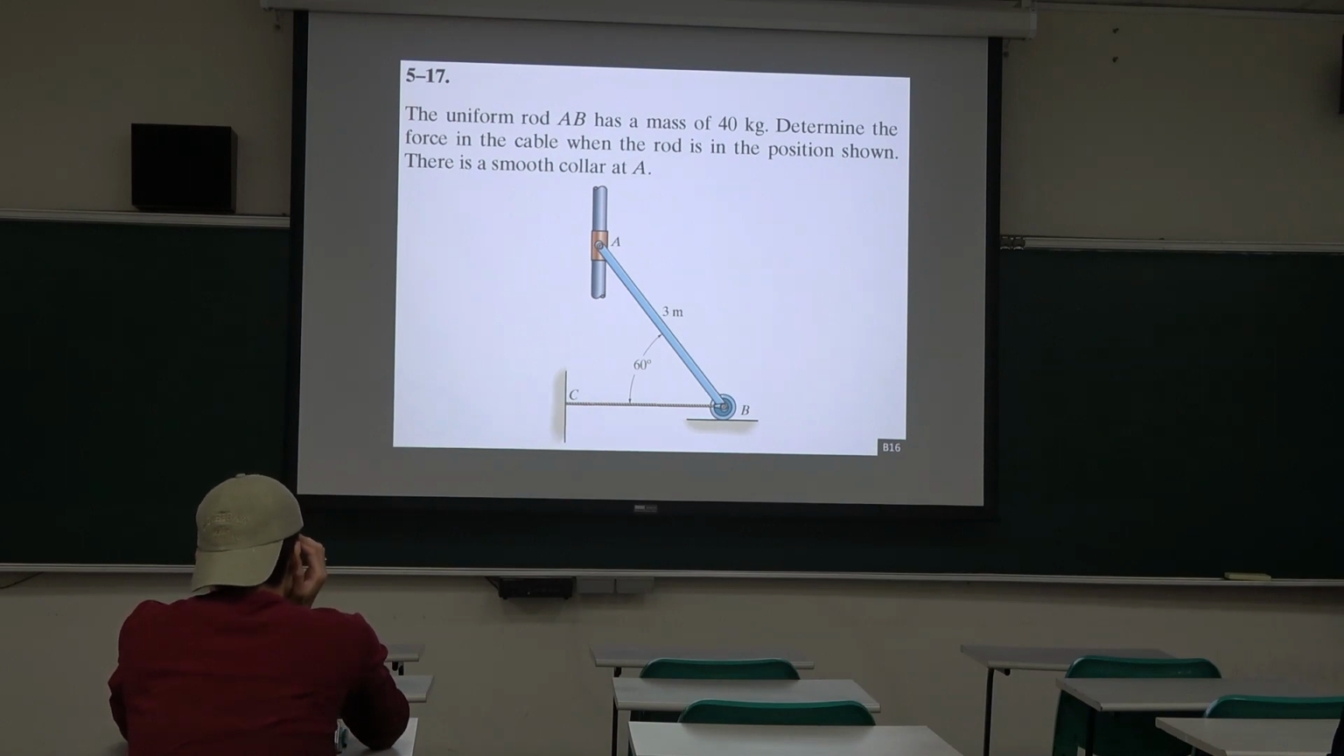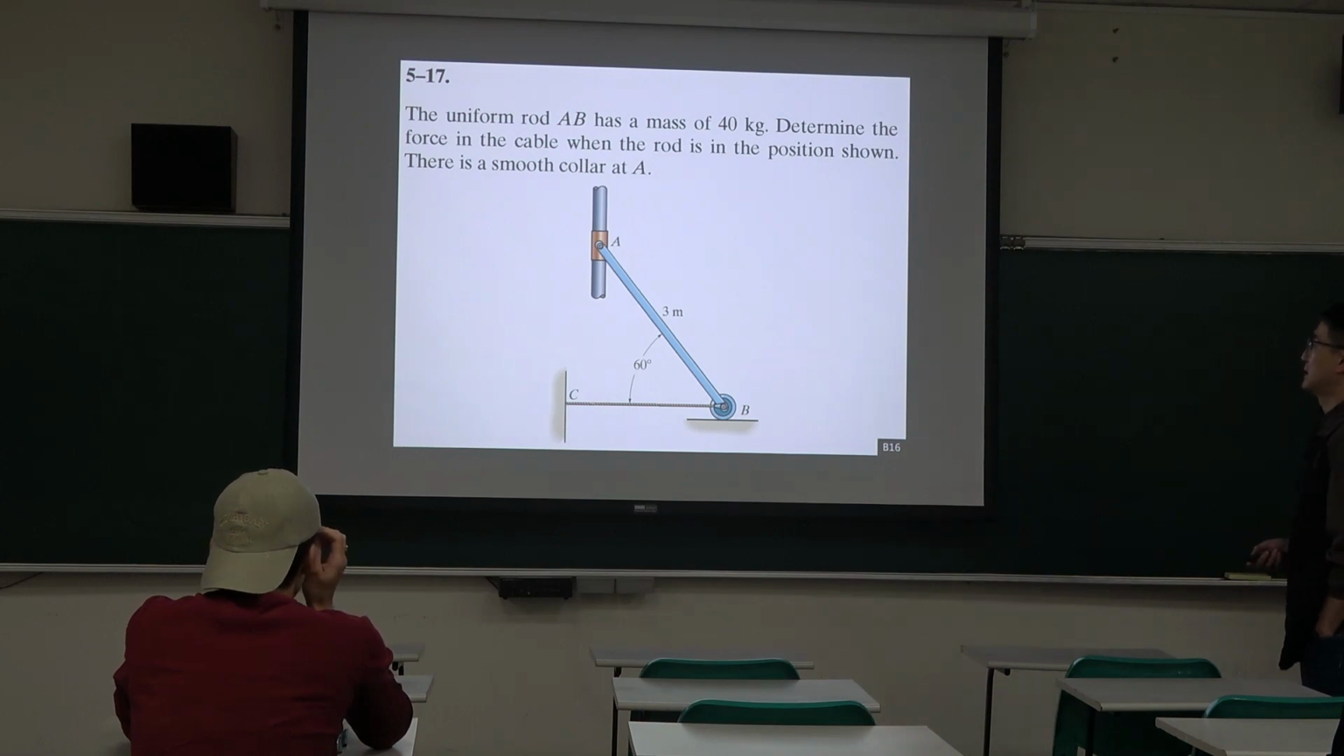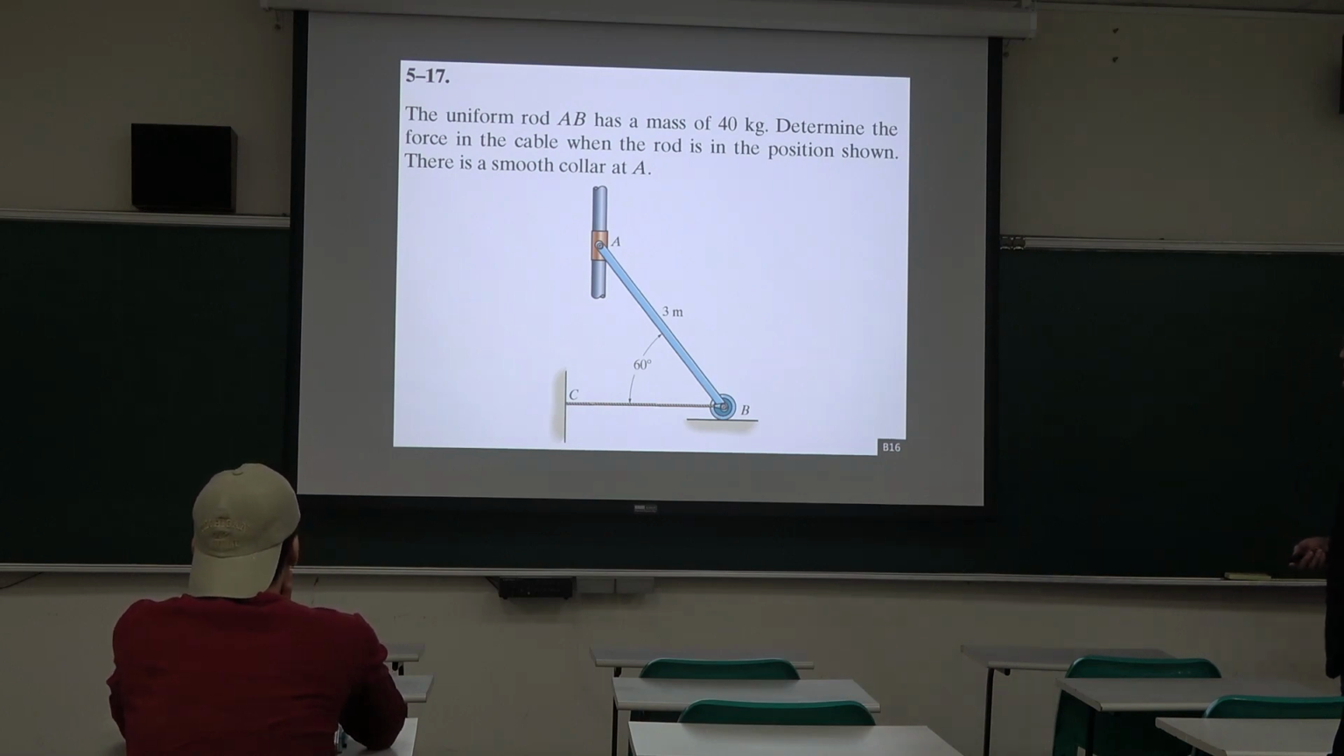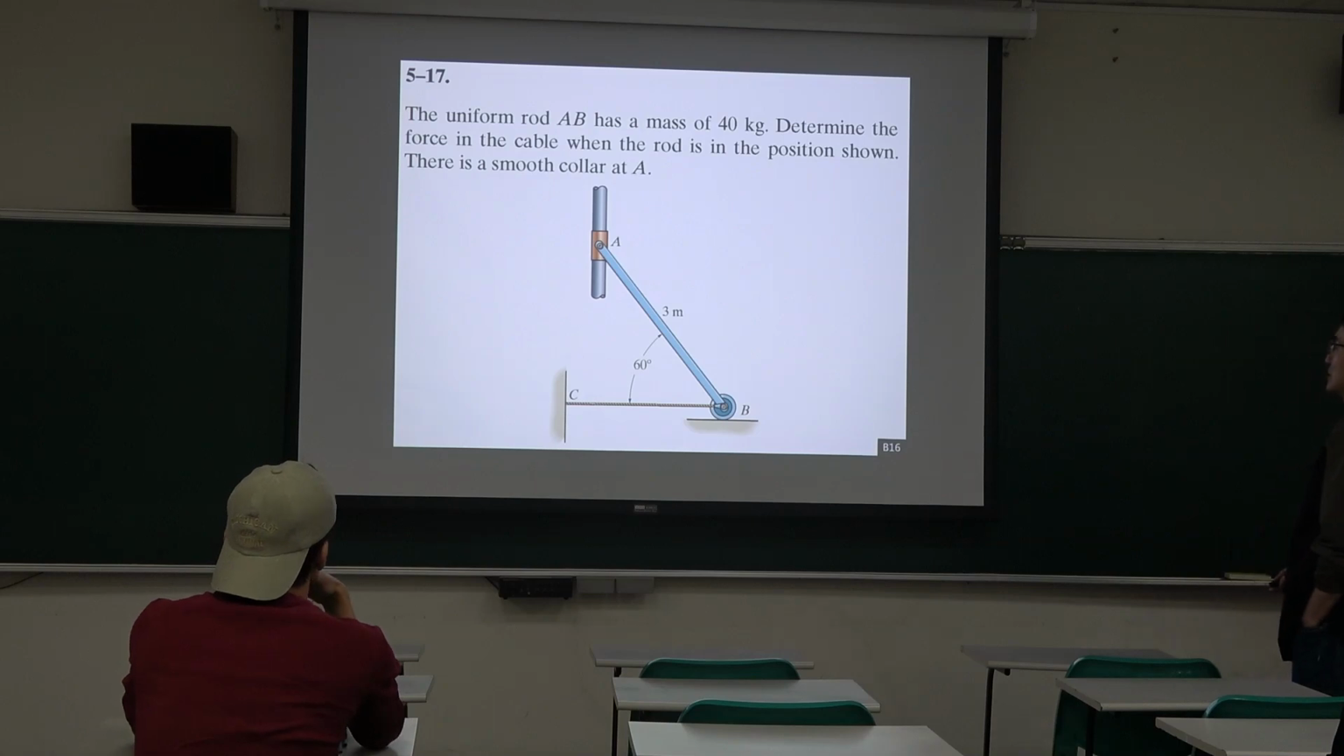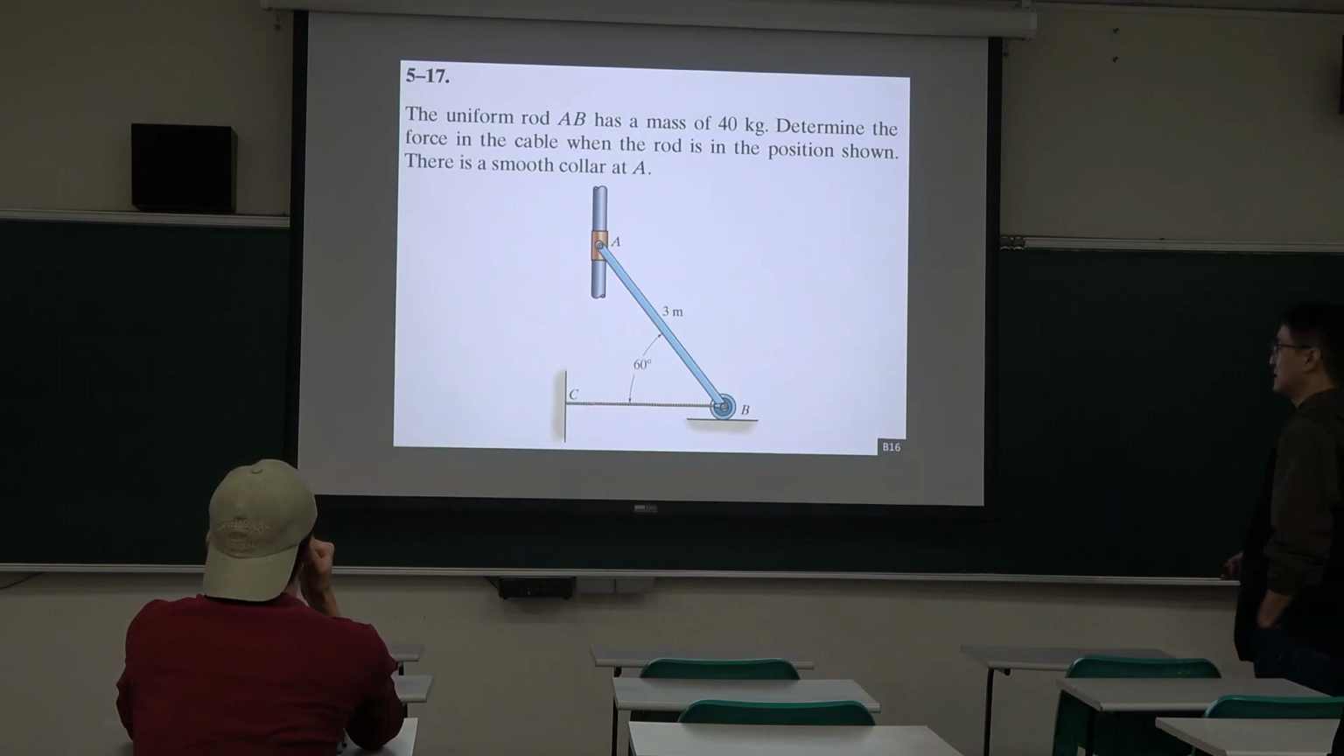Okay, and then this one: the uniform rod AB has a mass of 440 kilograms. Uniform rod AB, okay, here. Determine the force in the cable when the rod is in the position shown. Okay, there is a smooth collar at A.